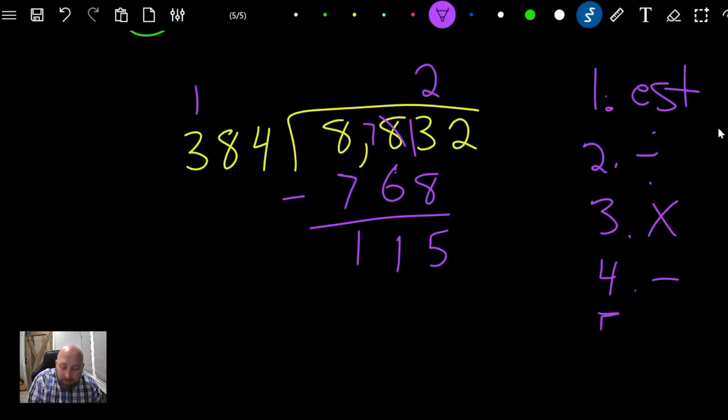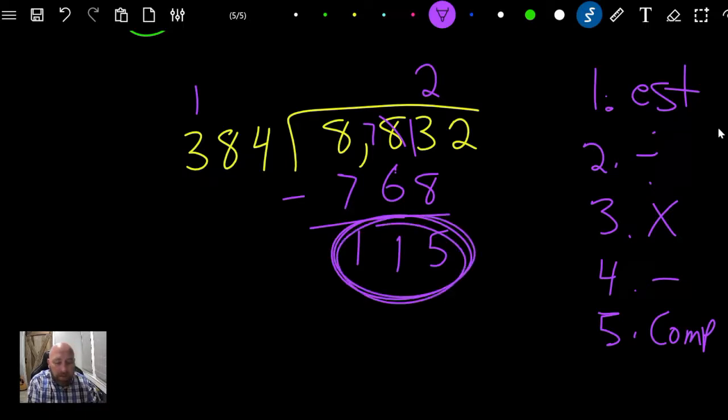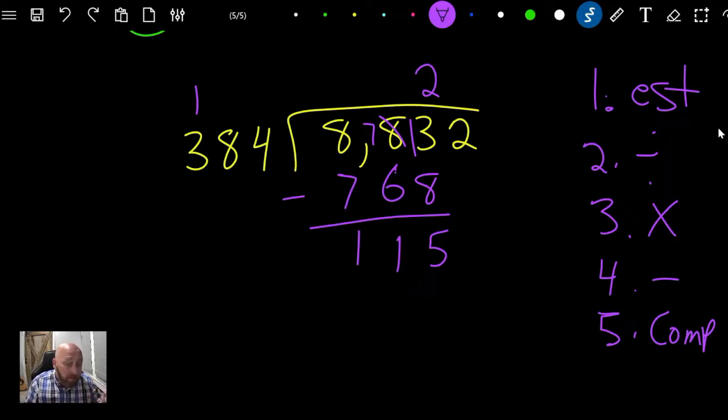Now, step 5 is compare. I want to make sure that this number that I got right here is smaller than this number that I have right here. If it is, then that means that I did my division correctly. And it is. 115 is smaller than 384.